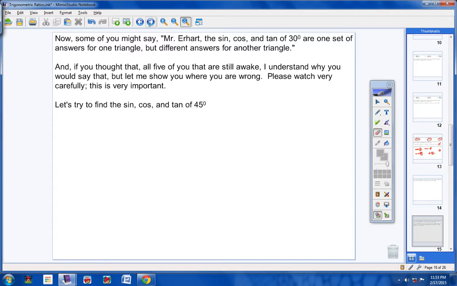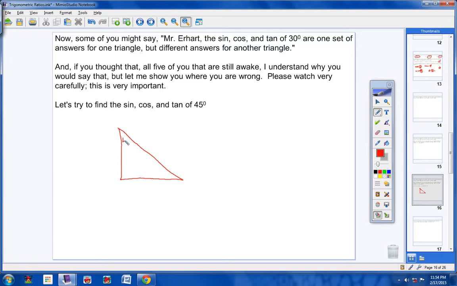So let's continue on. Now, let's try to find the sine, cosine, and tangent of 45, okay? The sine, cosine, and tangent of 45 degrees, okay? You ready? So here we go. Go ahead and draw your special triangle like I taught you guys how to do the other day. Remember, we learned how to draw a 45, 45, 90 triangle. So here's 45 degrees, here's 90, here's 45 degrees.